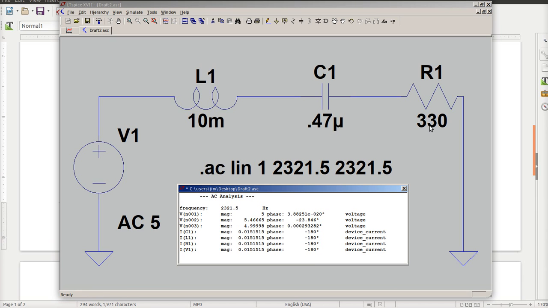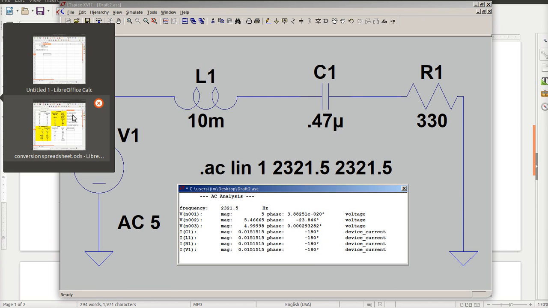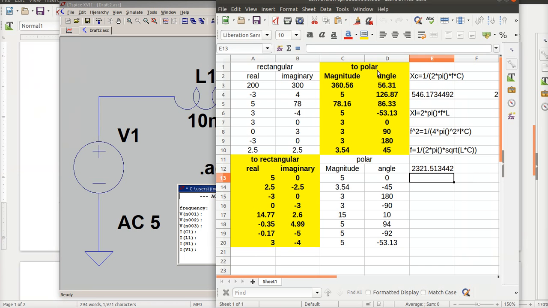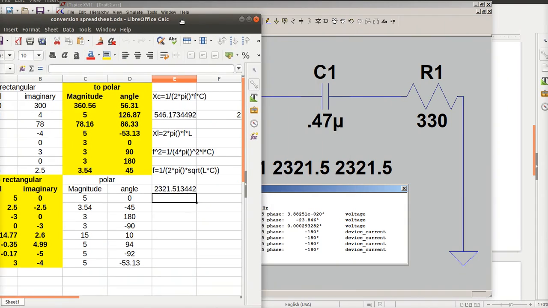Does that exceed the power factor? If you check it, you can build it in lab and use these numbers if you'd like. I just want to do it so it's different. I've got my conversion spreadsheet open, so I'm going to use that to do my analysis.